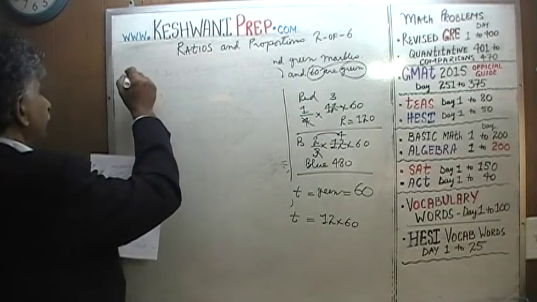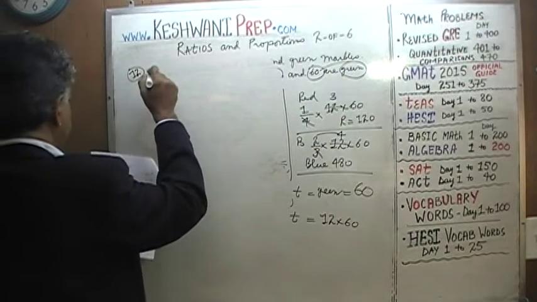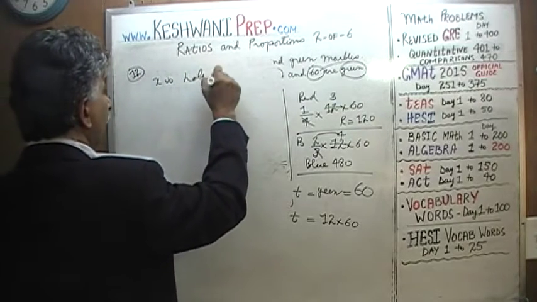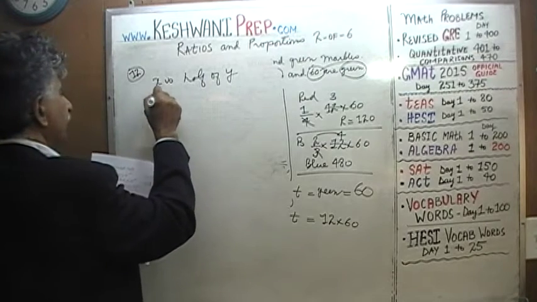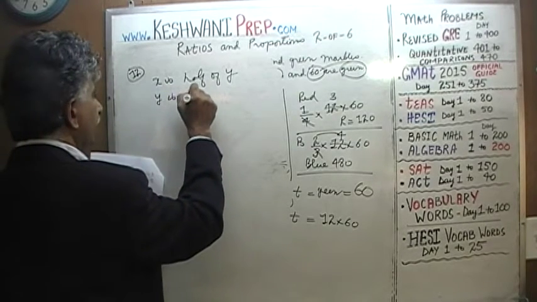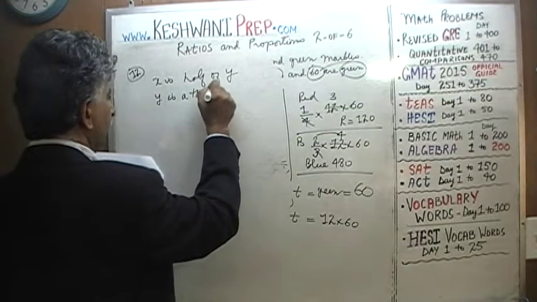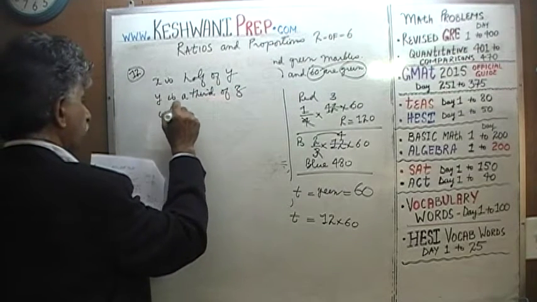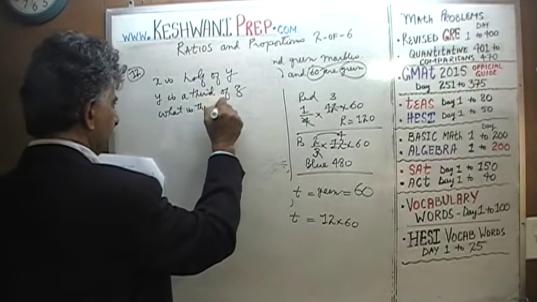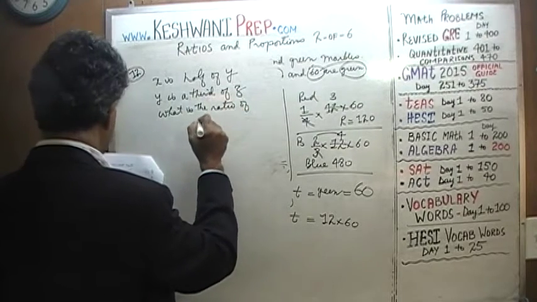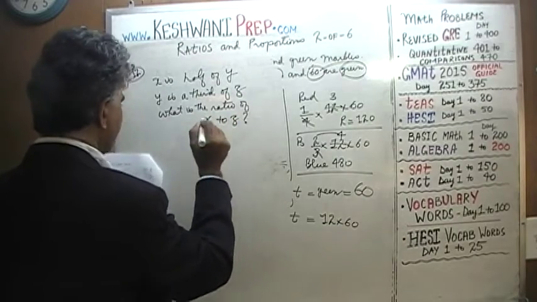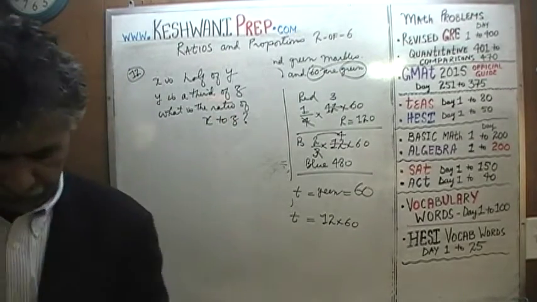In the next problem, number 12, we are told that x is half of y. We are further told that y is a third of z. The question is, what is the ratio of x to z? It's a very simple, straightforward proposition.